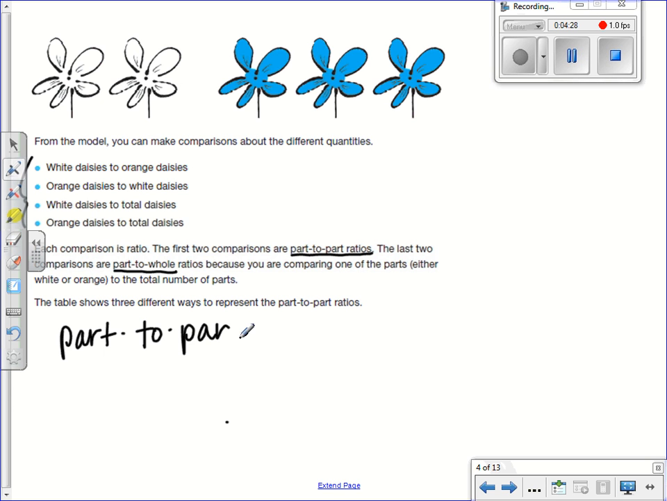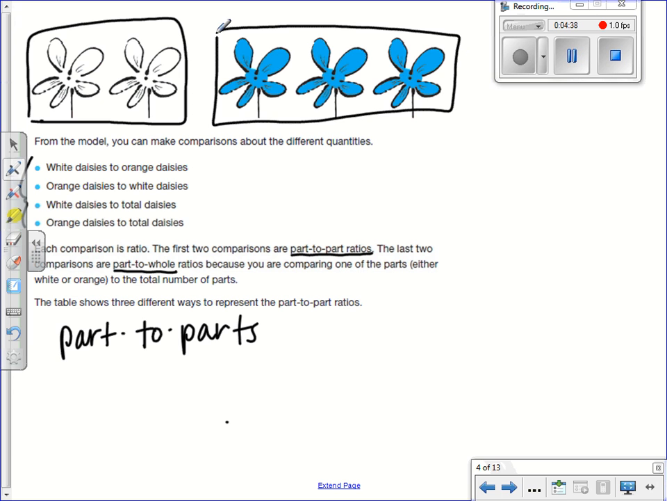parts of the whole. So in this case, we have part of the flower arrangement is white daisies. Part of the flower arrangement are orange daisies. So part to part would be white to orange or orange to white. Now you can write ratios in 3 different ways.